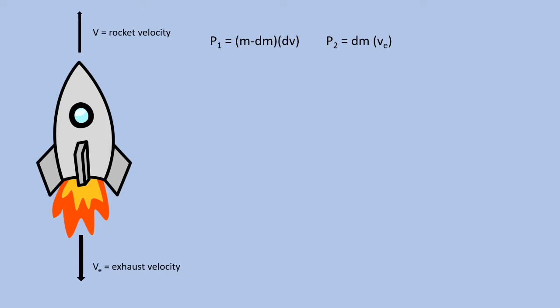Thanks to the law of conservation of momentum, we can set P1 and P2 equal to each other, and then we can just FOIL out both sides. Now this value dm dv is going to be so small that we can leave it out, but by doing so we do need to make the dm negative to account for the fact that the mass is decreasing.